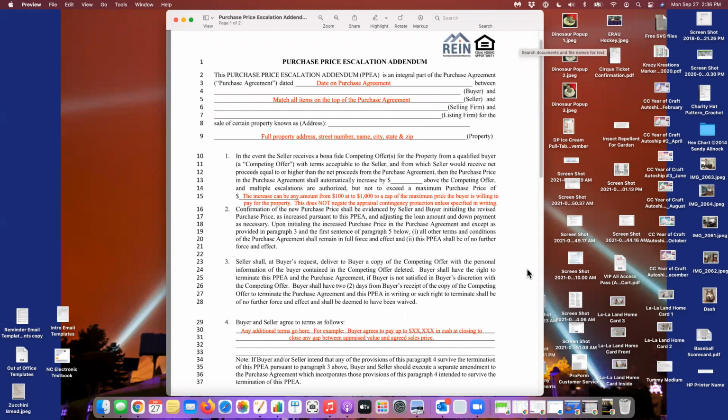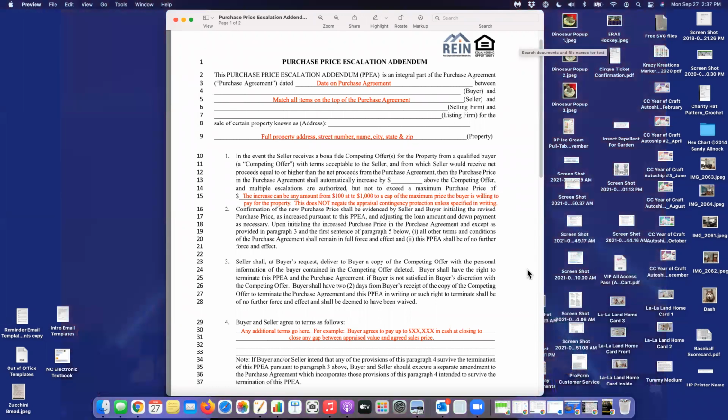Let's take a closer look at the purchase price escalation addendum. This addendum is to be used when the buyer is in a multi-offer situation. The buyer wants to increase the amount of their offer incrementally based on other offers being presented.